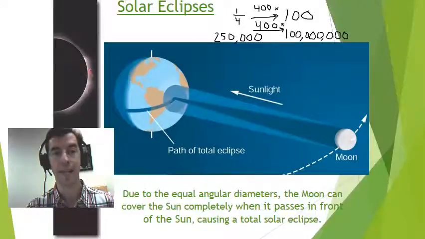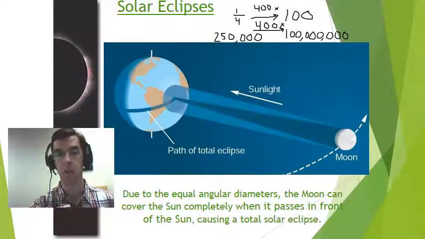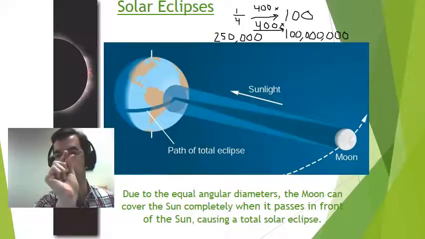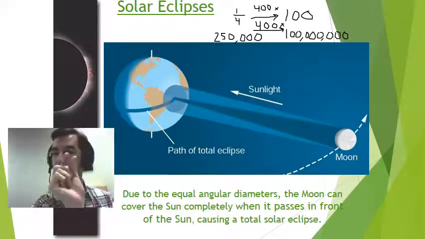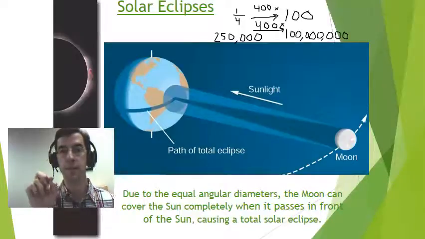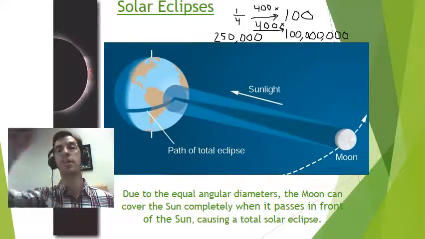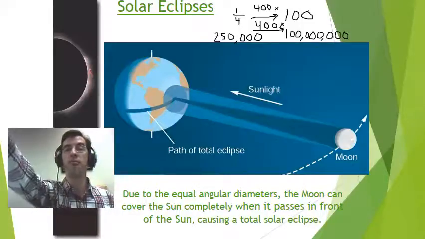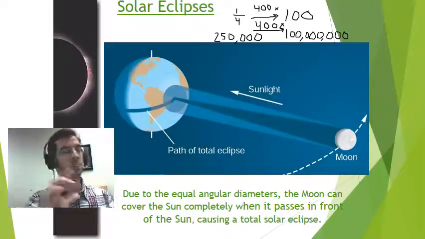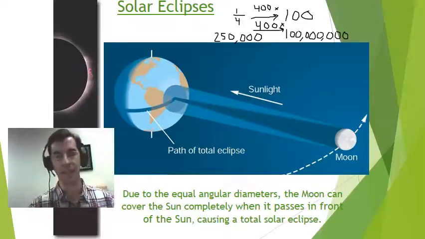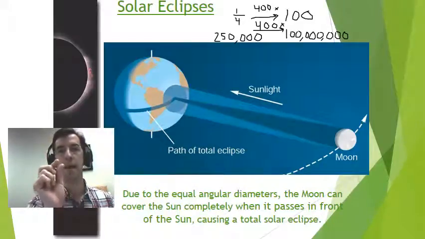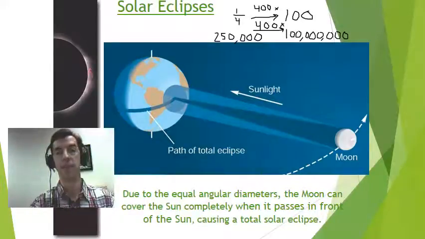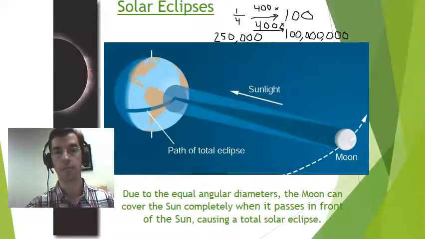So therefore, that explains why these two objects, which are vastly different in their actual physical size, can take up the same space in our sky, 1/2 degree of angular diameter. Because despite the fact that the sun is 400 times larger than the moon, it's also 400 times farther away. And therefore, just by happy circumstance, they both take up the same angular size in our sky, which is why the moon can completely block out the sun during a solar eclipse.